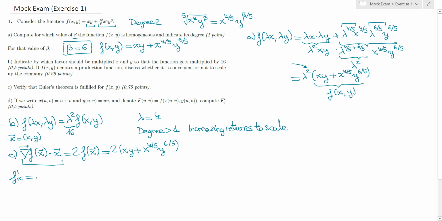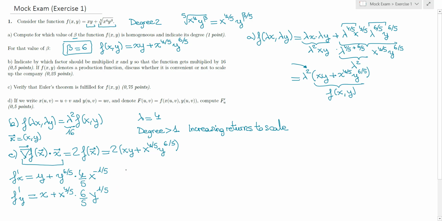Partial derivative with respect to x is y from the first term, and now we have y to the 6/5, which is a constant with respect to x, and the derivative gives us 4/5, and if the exponent is lower by 1 unit, we get minus 1/5 here. And also the partial derivative with respect to y is very similar. Now we get x from the first term, x to the 4/5 remains constant multiplying, and then we get 6/5 times y to the 6/5 minus 1, which gives us 1/5.